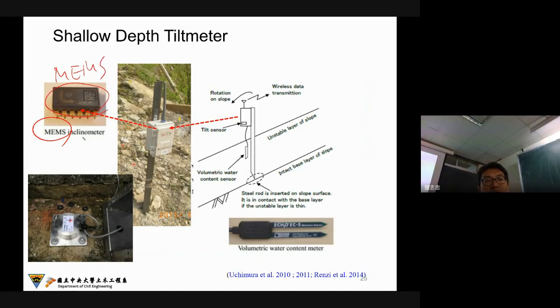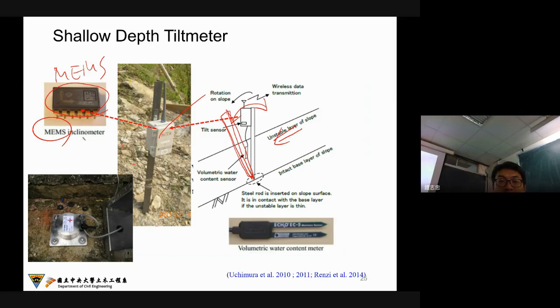This is some of the circuit inside of your cell phone. We can use this sensor, with the very small size of the transducer, for measurement in the field. This case is from Tokyo University. They developed a very cheap and very easy way to measure slope stability. If you have sliding, or what we call a density current, this rod will be inclined, so we can measure the degree of the inclination.